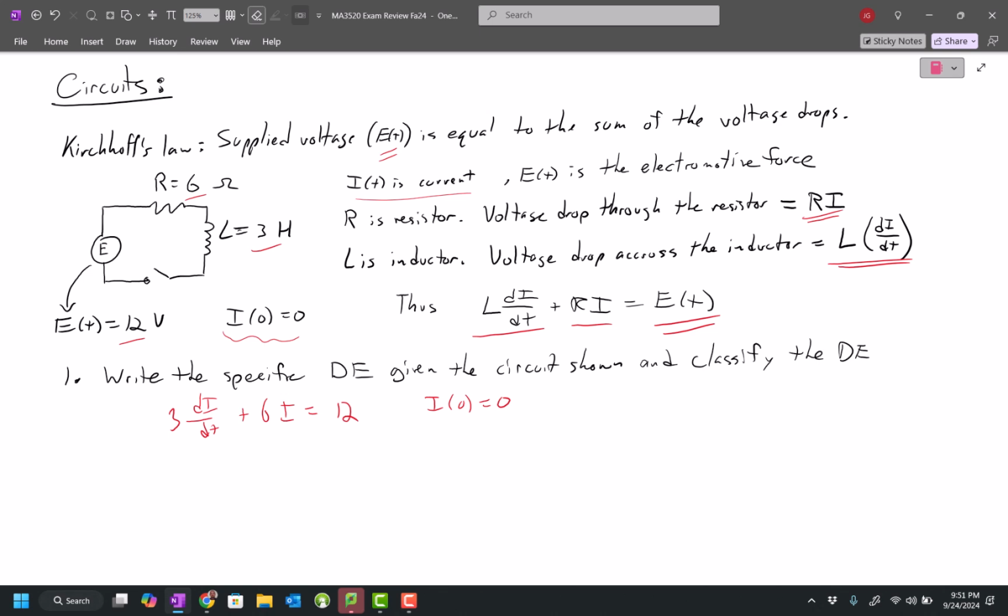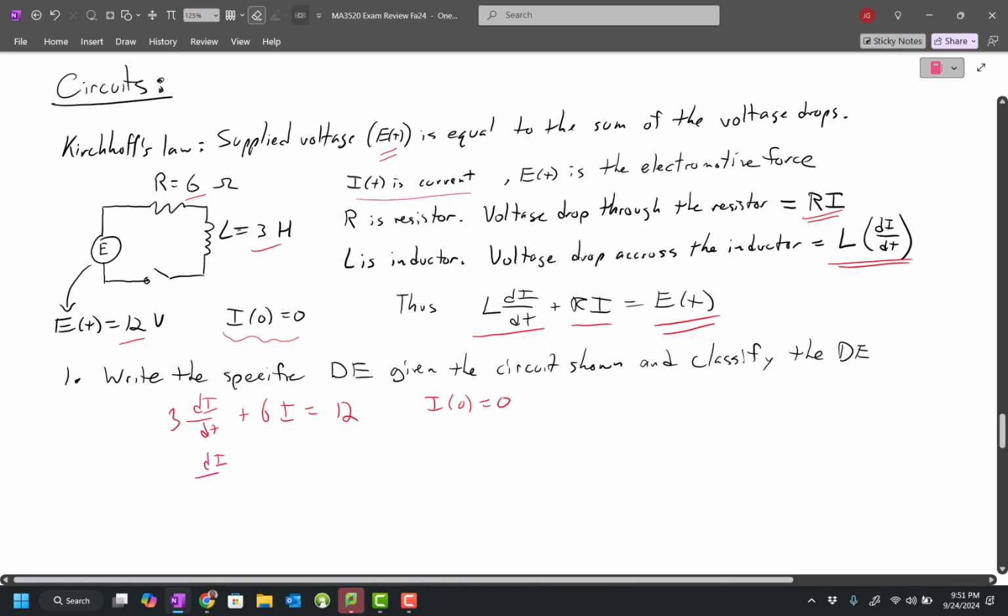Not only that, but it's actually also an autonomous differential equation. If I were to write this in standard form by dividing through by 3, I would get this differential equation. If I were to write it in normal form, solving for di dt, I would get this. From here, I could see it's an autonomous differential equation with an equilibrium solution at I equals 2.